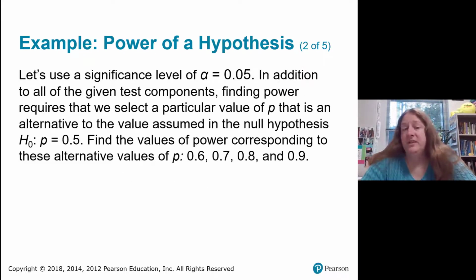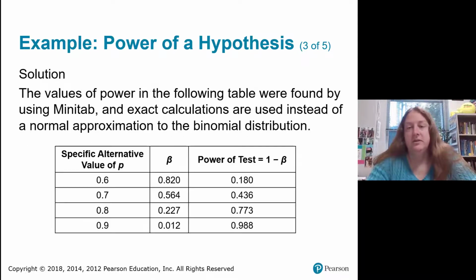With a significance level of 0.05, in addition to all given test components, finding power requires that we select a particular value of P that is an alternative to the value assumed in the null hypothesis. The null hypothesis says it's 0.5. So let's say instead P is actually 0.6, or we're going to do this with P actually 0.6, 0.7, 0.8, or 0.9. But we need some specific alternative value of P in order to determine power. When we have the specific alternative, then we can find the probability of a type 2 error.